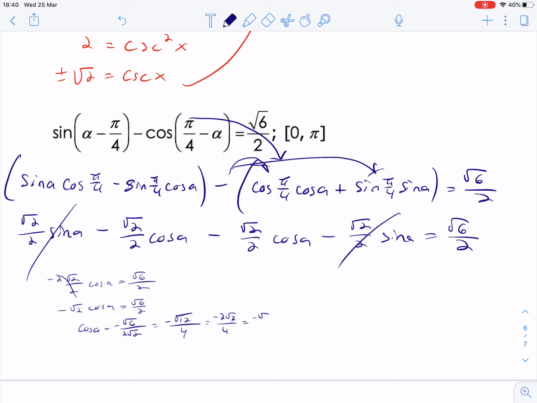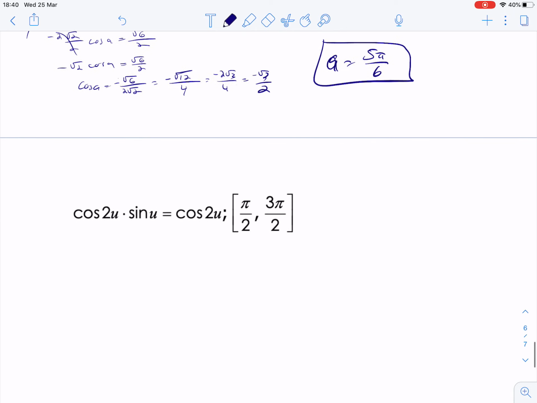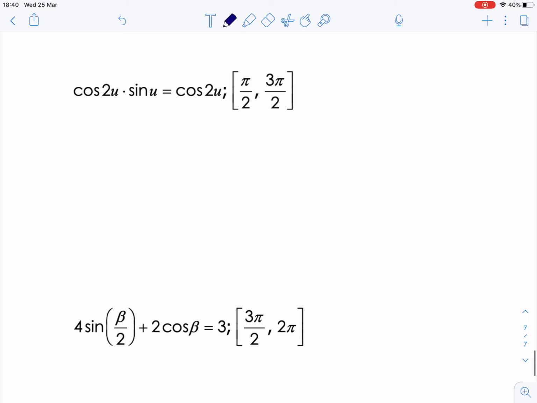All right, so now let's solve for A. So A has to be equal to negative square root of 3 over 2. And we're in the first or second quadrant, which means we only can use the second quadrant. And the second quadrant for negative square root of 3 over 2 is 5 pi over 6. And we are done. It's a long one. All right. Here we go.